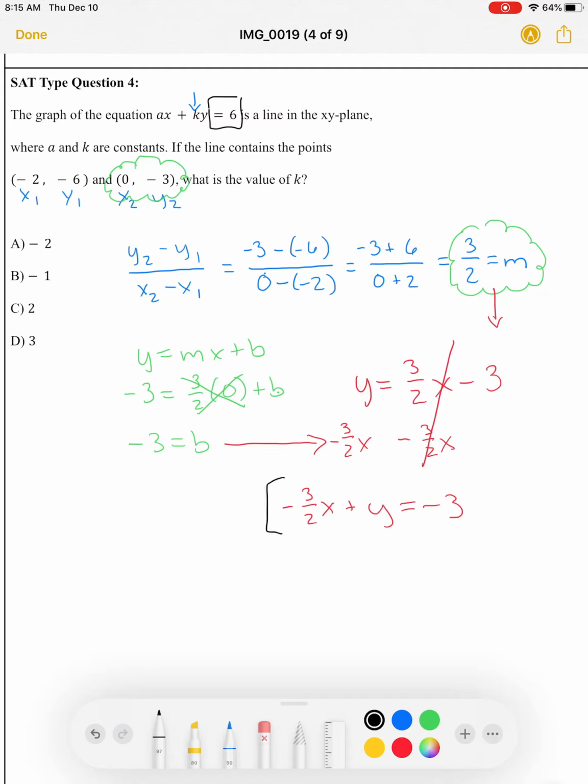So to do that, we would have to multiply this whole equation by negative 2. Using distribution and multiplying everything by negative 2, a negative 3/2 times a negative 2 would be a positive 3x. And positive y times negative 2 would be a negative 2y. And negative 3 times negative 2 is positive 6. Looking at this equation now, our a value would be 3, and our k value would be negative 2. So the answer is A, negative 2.